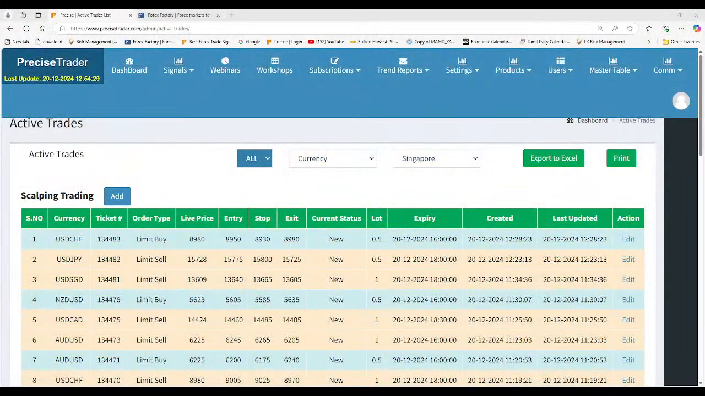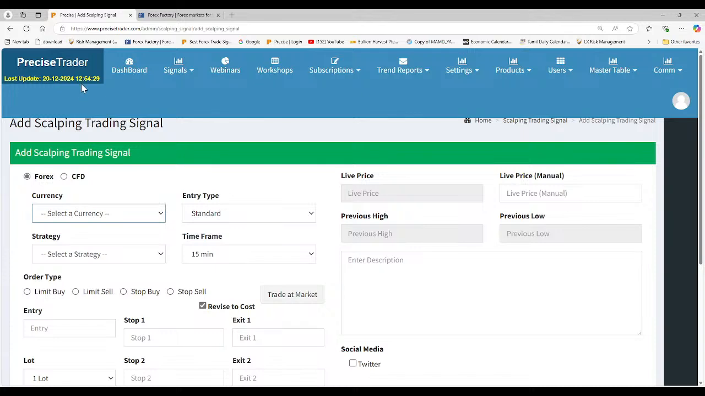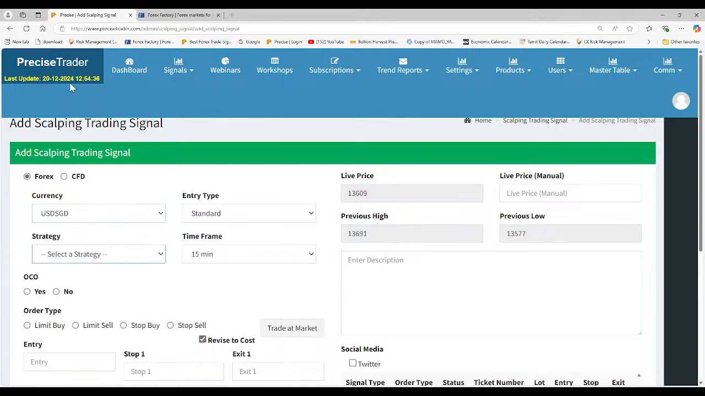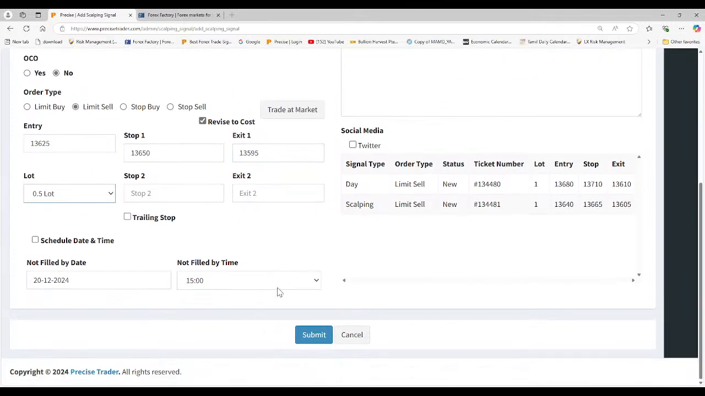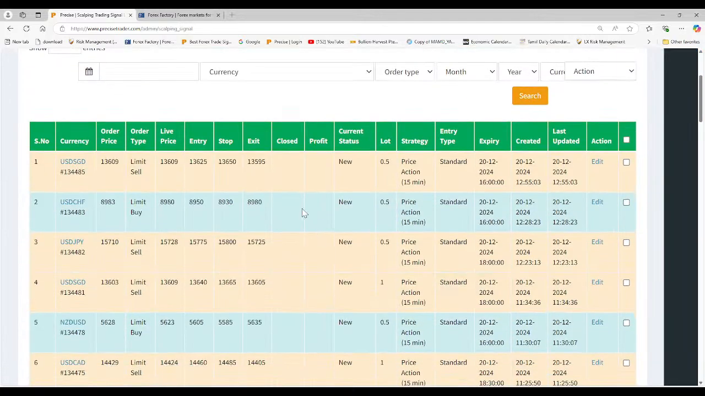I think we go for one more. We will try to sell at 136.25, 50 and 135.95, and this is just a half lot because I'm not very confident on this. We'll give it until 4 o'clock. So I think more or less we have done all the signals.